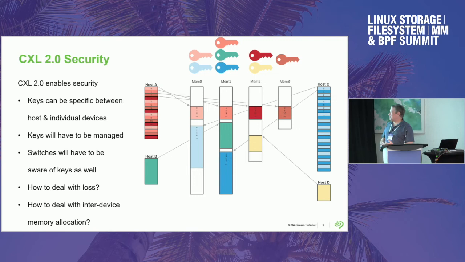One other aspect I wanted to mention is security. CXL 2.0 enables security, so there are keys. The keys can be individualized to the individual memory devices. And so if you lose a device, there's a whole aspect of key management and all that, and how do you deal with loss and how do you deal with migration and all that.